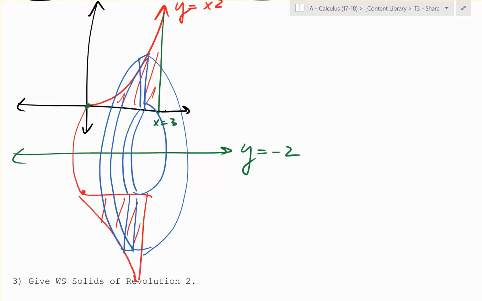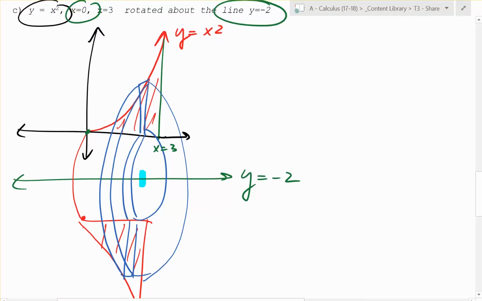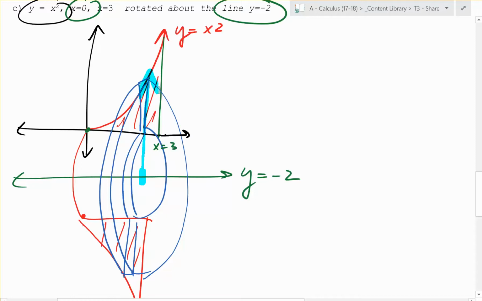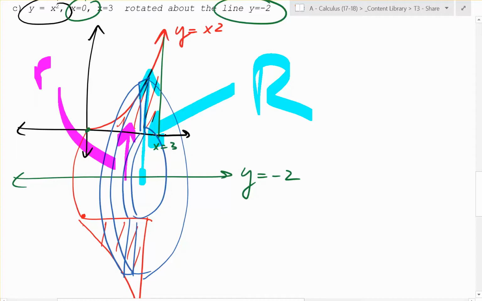So what are we going to do here? We have a big radius and a little radius. The big radius goes from the axis we're rotating around all the way to the edge. So that's the big R. And the little r is the smaller radius. That's the little r. What we're doing in this case is we're going to find what it would be if you just rotated the whole thing and then took out this center part.